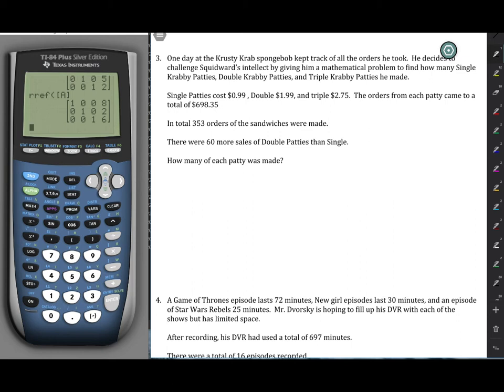Let's begin by thinking of this mathematically. How many of each patty was made? We'll let x be single, y be double, and z be our triple patties. Before we jump right into a matrix, let's think algebraically how we could set this up.